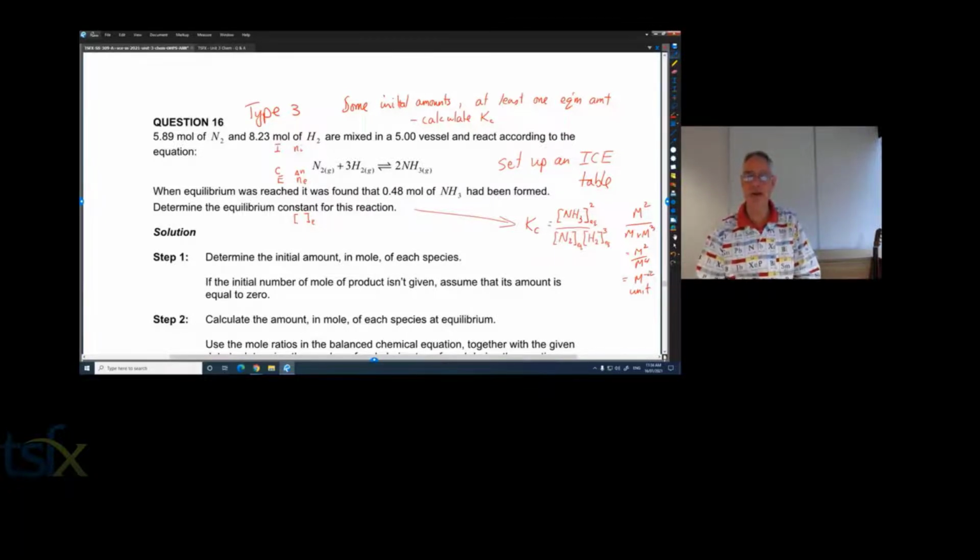Right, so we'll keep that in mind for when we get there. But I'm going to need equilibrium concentrations, so I'm going to put in these values. How do I get them? I read the question carefully.